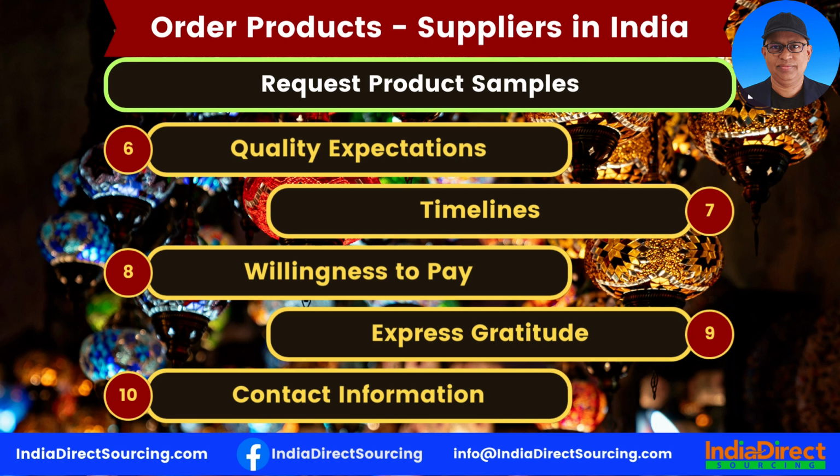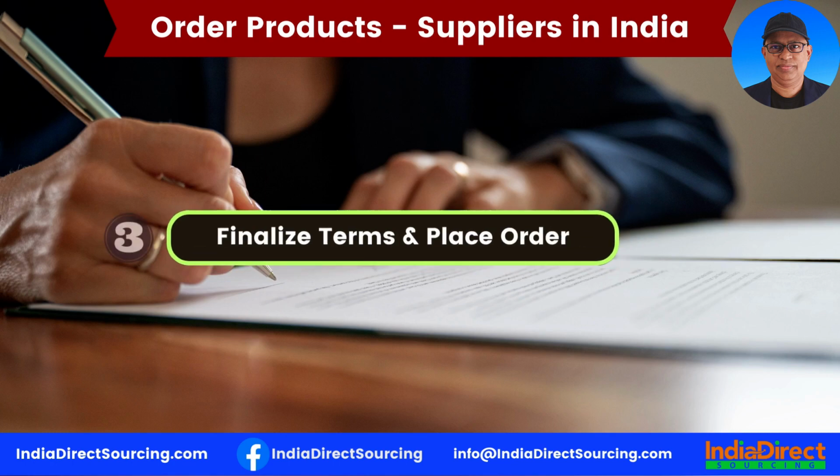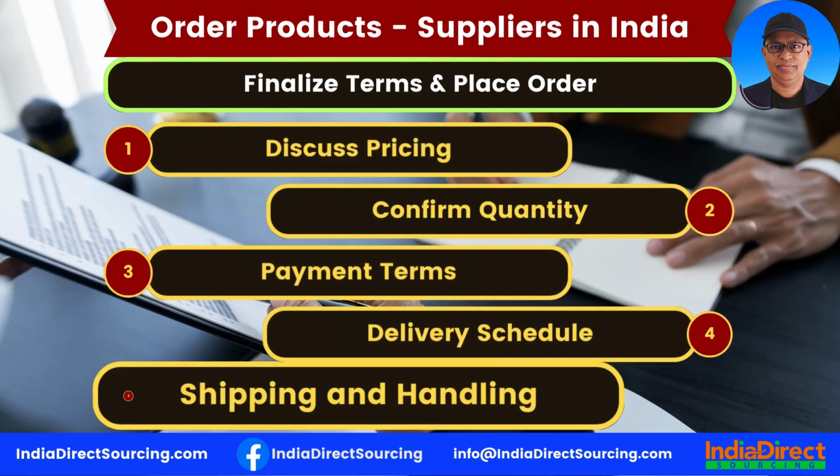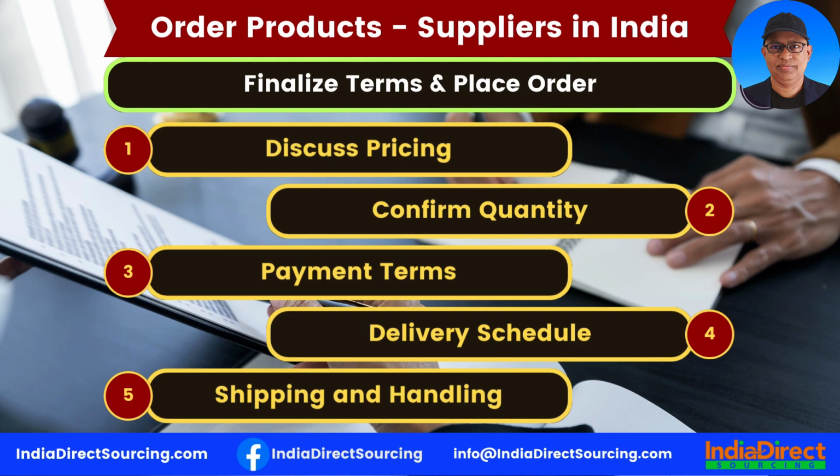So keep your message concise while providing all the necessary details for the supplier to understand your request. Let's move on. Okay, so number 3 in the step is finalize terms and place order. Follow this step-by-step process on how to finalize terms and place an order with a supplier in India.